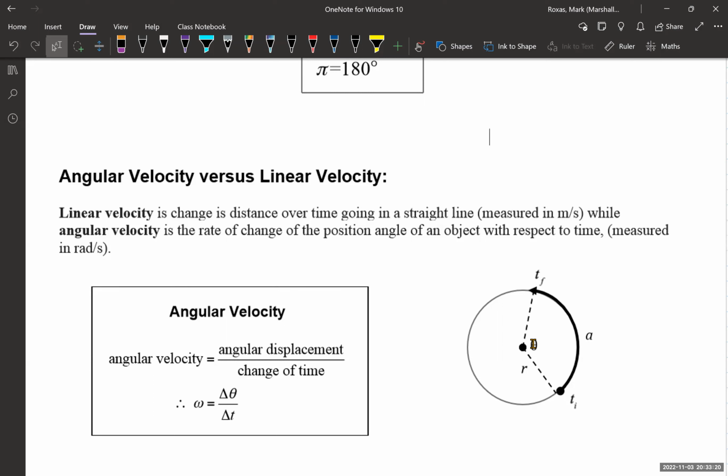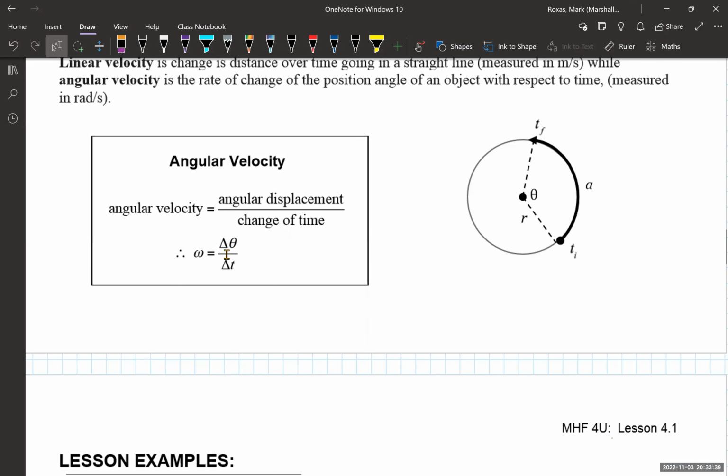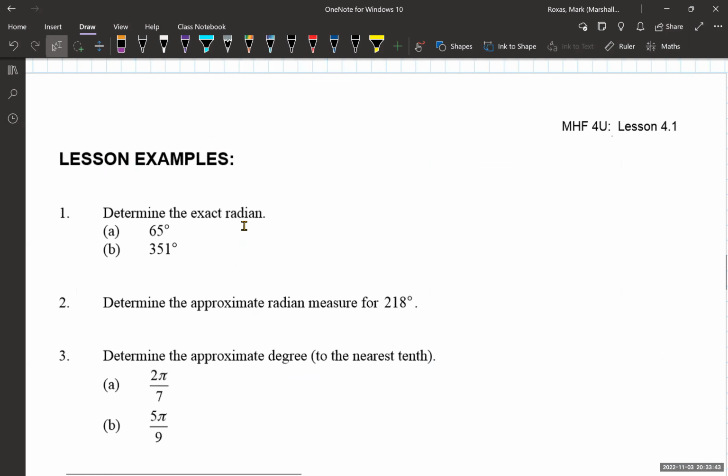Even swinging a string with an attached mass on it has angular velocity. So anything with rotation will have angular velocity, and that's defined as the angular displacement, which is how theta changes over the change of time, and that's equal to omega. That is another thing we're going to explore in this lesson. So let's go through some examples. Let's look at example 1.